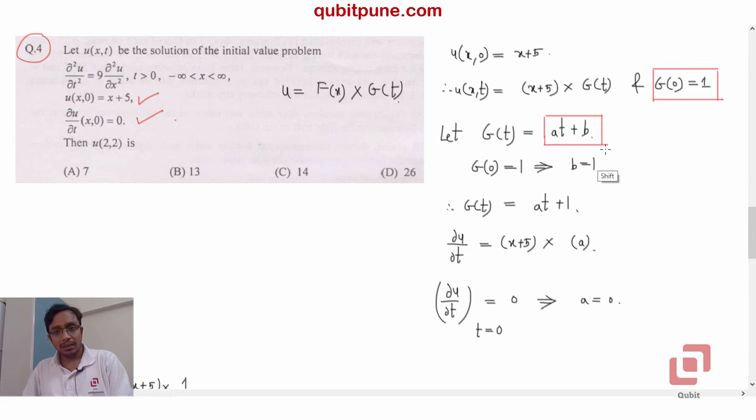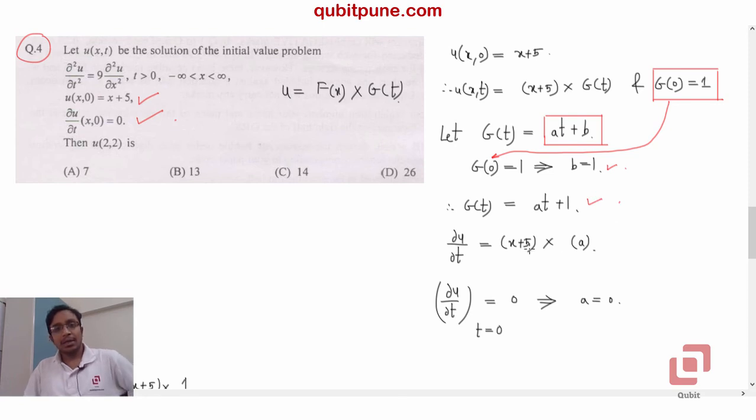Okay, now if g of t is a into t plus b, and we have got g of 0 equal to 1, right? So if I let t to be 0, then I will get the value of b to be 1. And therefore g of t is now at plus 1.